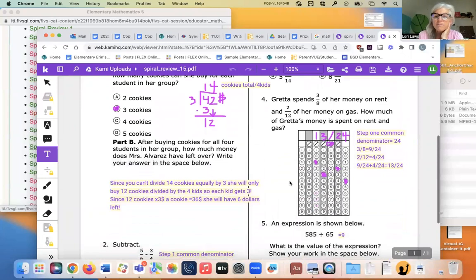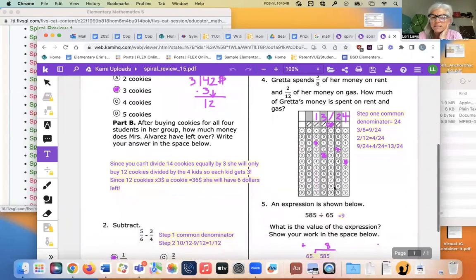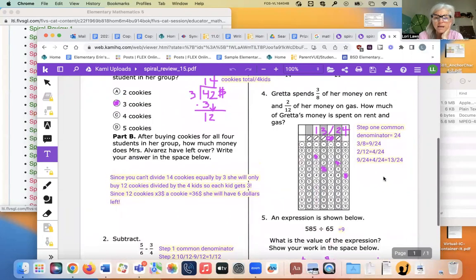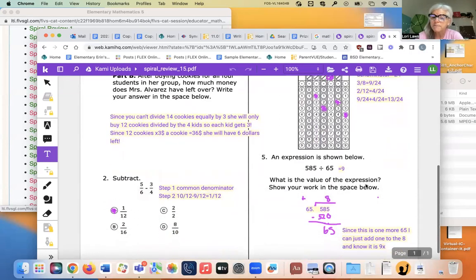Lovely. Number 4, Greta spends some of her money on rent and some on gas. How much of her money is spent on rent and gas? You just add them together. You need to come up with a common denominator. In this case, eighths and twelfths, the first common denominator is going to be 24ths. You could have done it with a different common denominator, but then you could have brought it down to a simpler fraction. You can't simplify this anymore because 13 is a prime number, so it can't be divided.